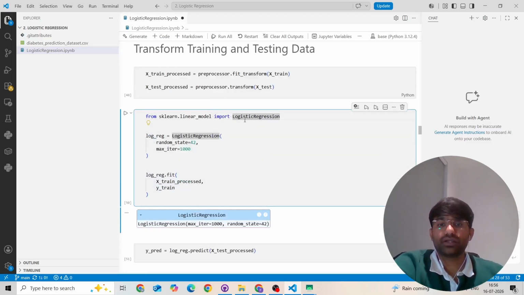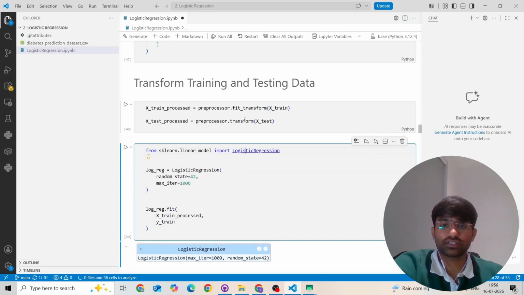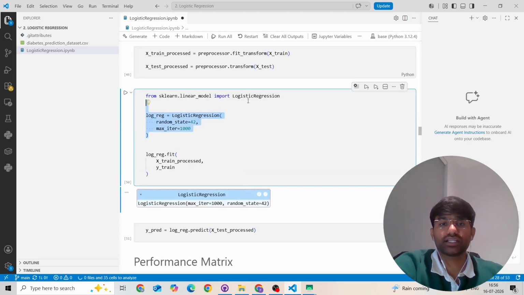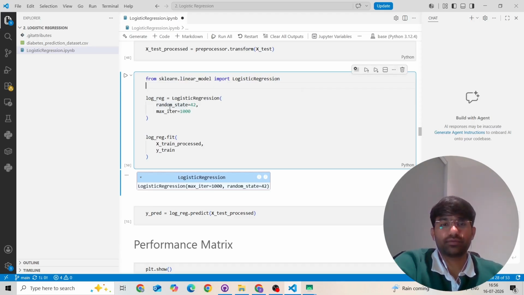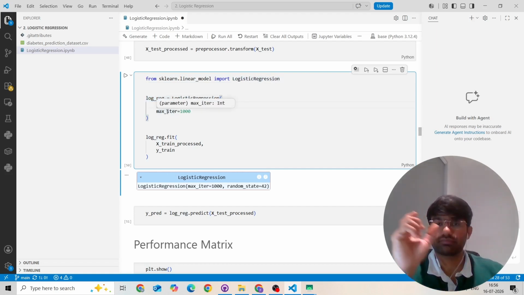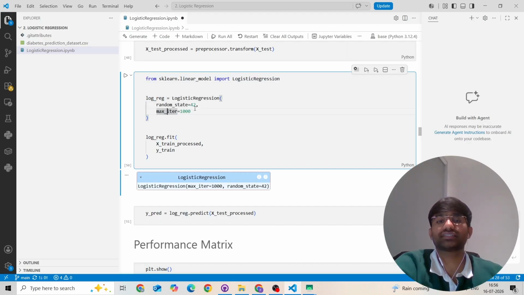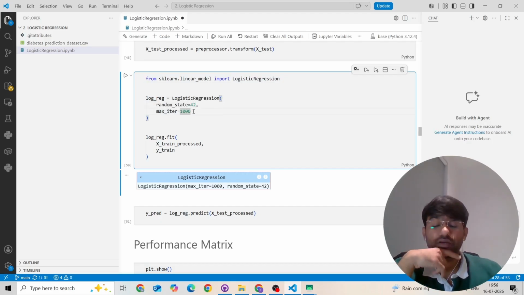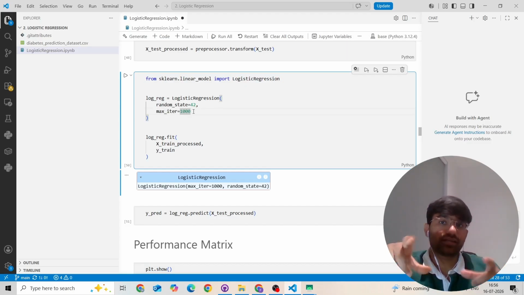Next, I have built the logistic regression model. I hope this is clearly visible. Logistic regression is imported from sklearn dot linear model. Here I have defined the logistic regression model: log reg equal to logistic regression with random state again 42, and max iterations is 1000. Because I have a large data set of about 10,000 records, I don't want to train my model at a time with 10,000 records. My train set consists of 80% of the data, that is 8,000 records.